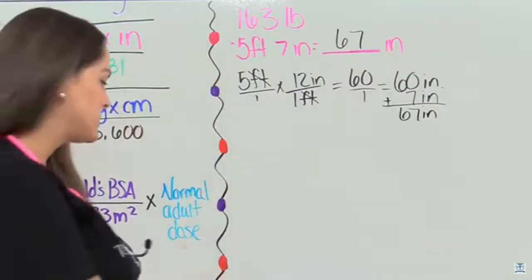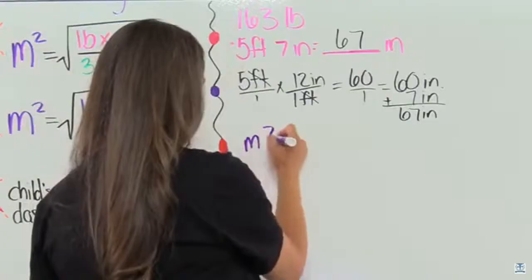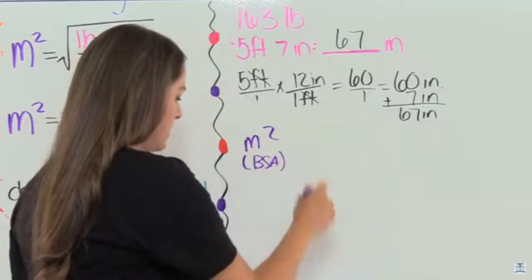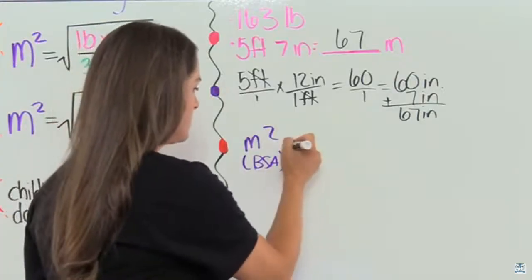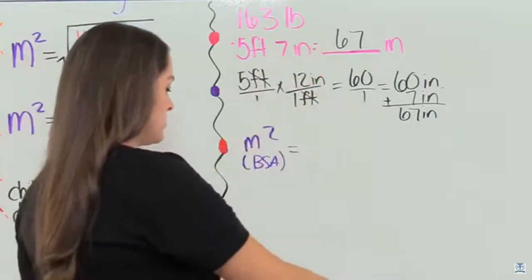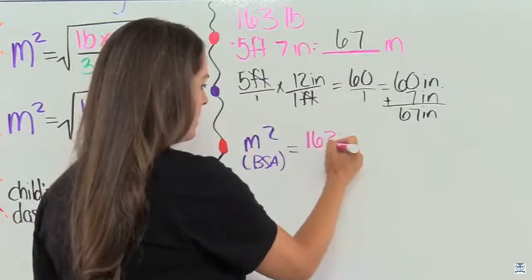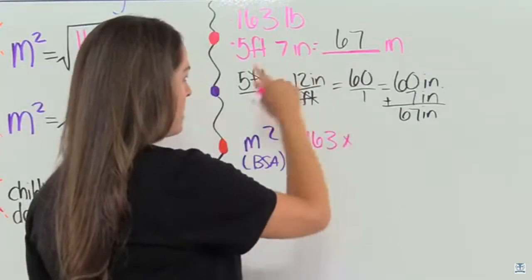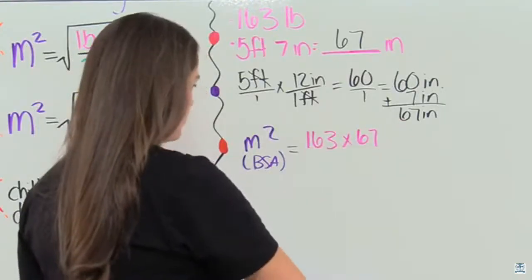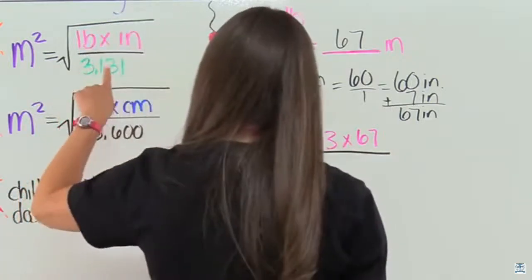So our patient is 67 inches total. Now we are ready to use our formula. So our formula, square meter, which is body surface area, and I'm just going to write that right here so you can see it, equals the patient's weight times the height. So their weight is 163 pounds times 67 inches. And then we are going to divide that by 3,131.